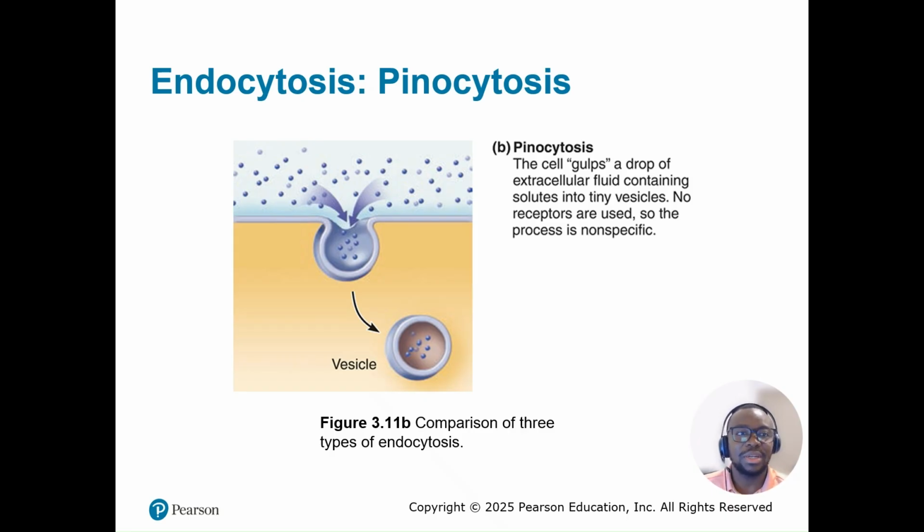Pinocytosis is used by some cells to sample their environment. It is also the main way in which nutrients are absorbed in the small intestine.